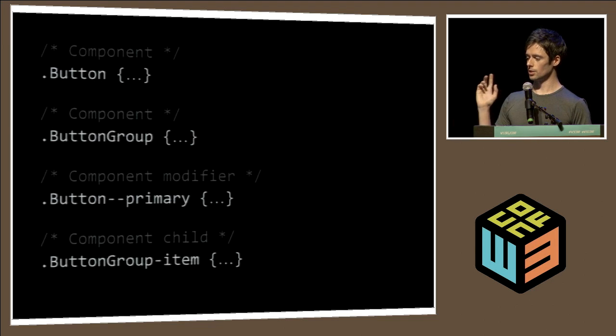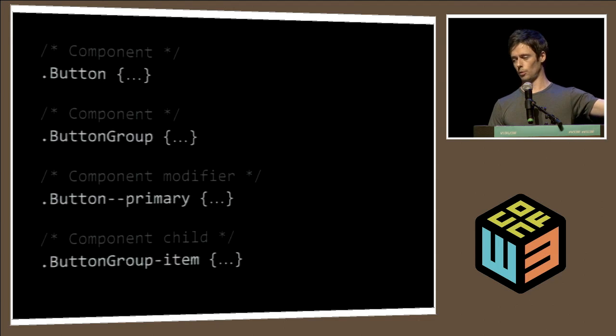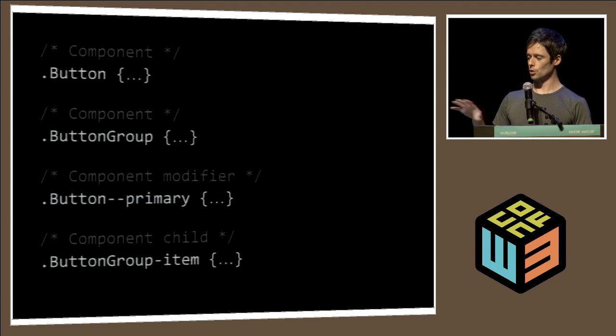In this instance, a double hyphen is an indication of a modifier class. So I would have button and then button double hyphen primary, and this would extend button in some way. And then a single hyphen indicates a child node. So I'm trying to reflect the structure of my UI component in the class names.